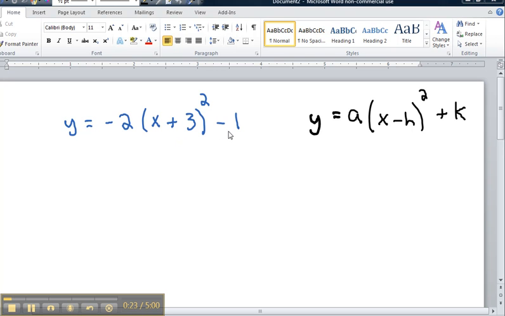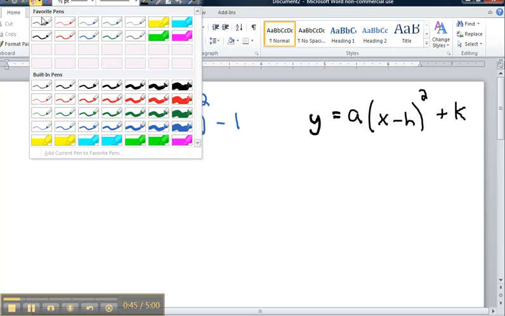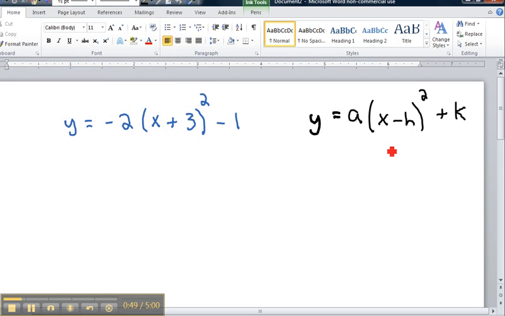The minus 1 shifts it 1 unit down. The negative here will flip your graph upside down, and the 2 will make your graph squeeze or make it look skinnier. Okay. Here, this is the vertex form of the equation, and with the vertex form of the equation, your h comma k is your vertex. So over here, h comma k is the vertex.